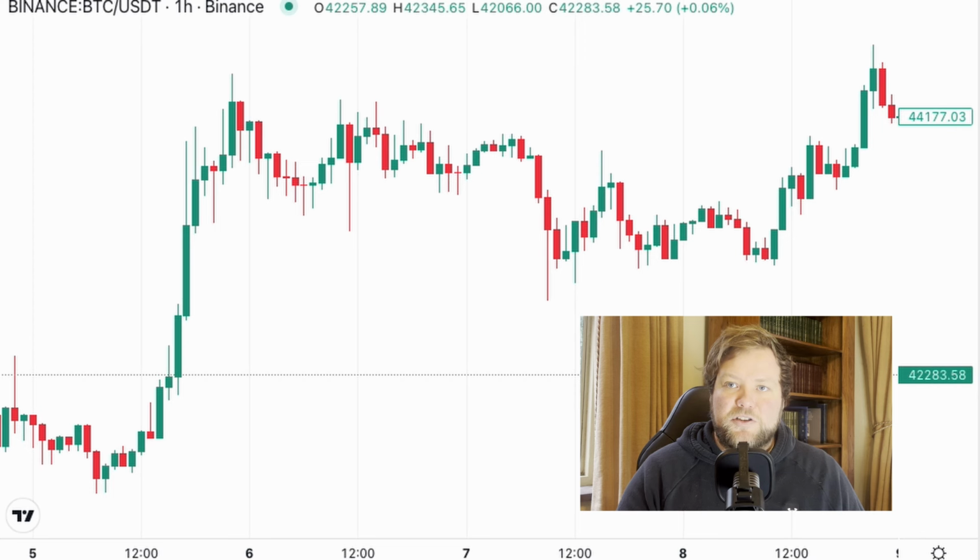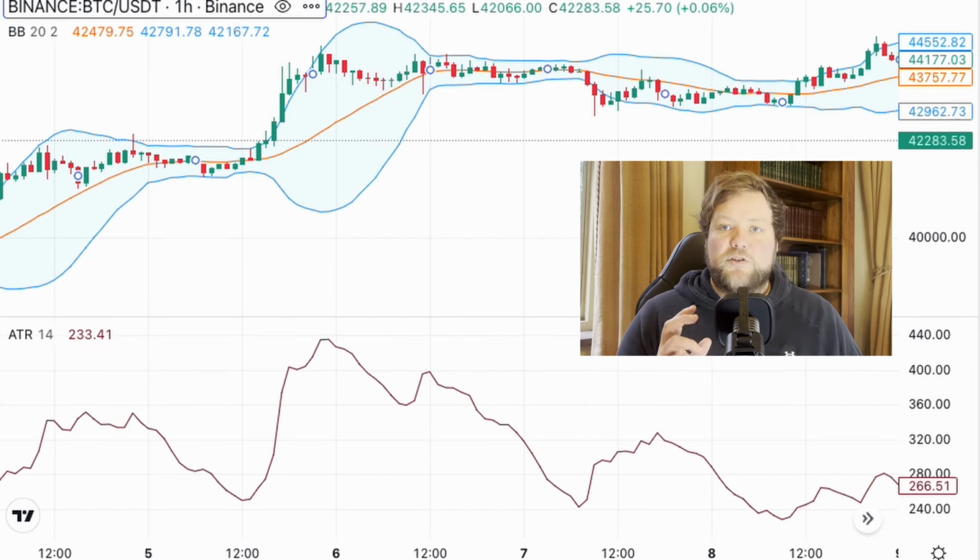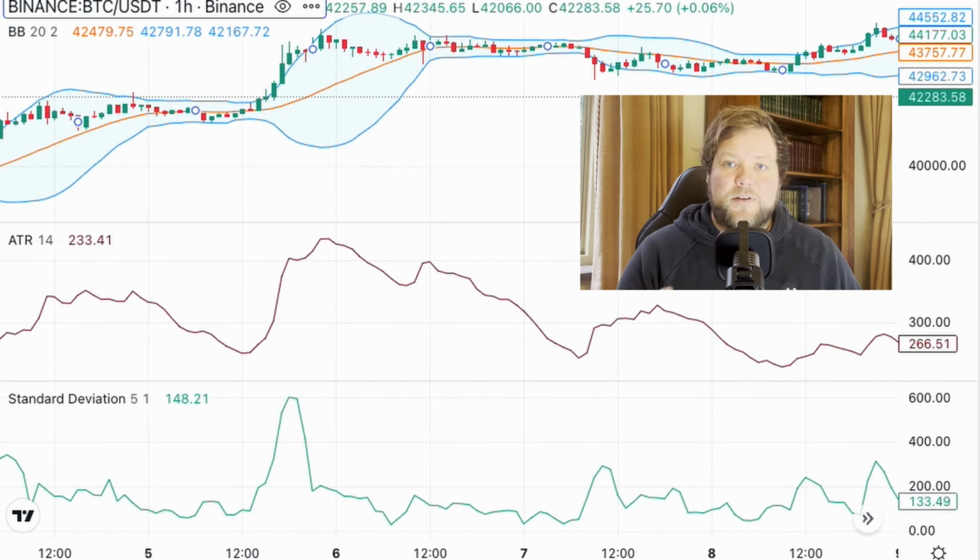Thirdly, we have volatility indicators. Volatility indicators measure the degree of dispersion or the variability of the price around a certain point. This tells us about the uncertainty in the market and how likely it is that the price could move up or down significantly in a short period of time. Some examples include Bollinger Bands, average true range, or a simple standard deviation. Again, I've done videos on these, so if you want, you can go and check them out.